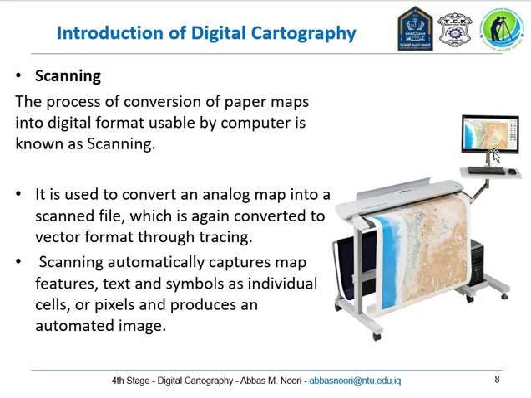It is used to convert an analog map into a scanned file, which is then converted to vector format through tracing. Scanning automatically captures map features, text, and symbols as individual cells or pixels and produces an automated image. When you scan the map, you actually need to remove the text on the map. This is removing the noise.